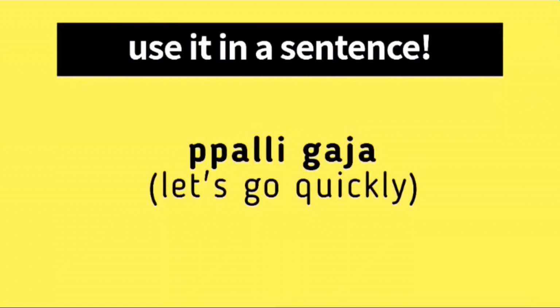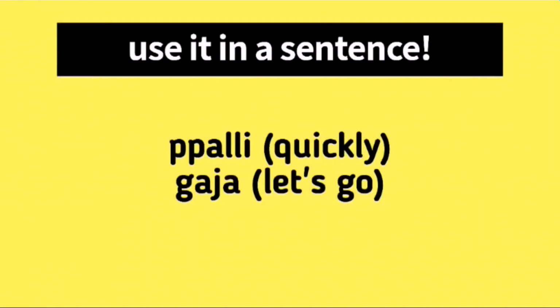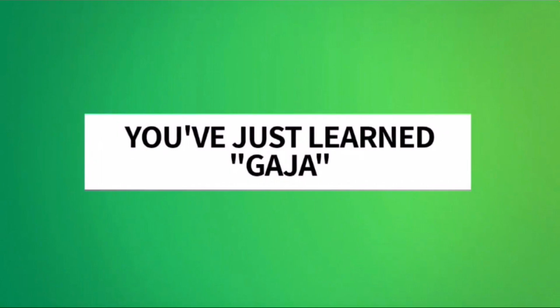Now let's try looking at this example. It says pali GAJA. This sentence could be subdivided into two parts. The first part is pali, and this is used to say quickly. And the second part is GAJA, which is a way to say let's go. And that is our word for today. So when we combine those two, it would result in a sentence that means let's go quickly. And with that, you've just learned GAJA.